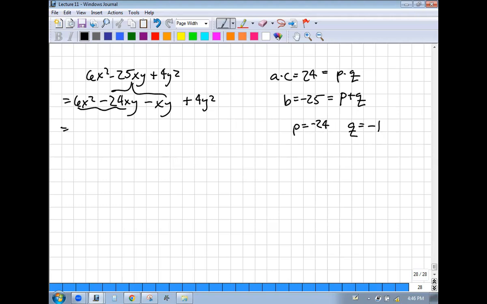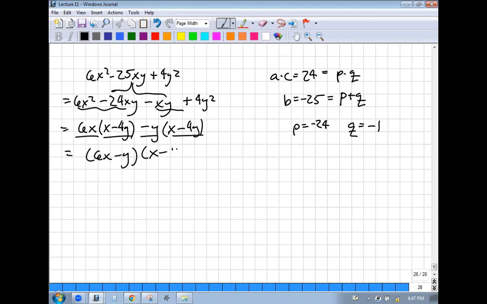So now I can do grouping. Out of the first ones, I could pull a 6x out. I would get an x minus 4y. Now I need to turn this into something times x minus 4y. Well, if I just pull out a minus y, I will get an x minus 4y. So I have a 6x and a minus y, both being multiplied by an x minus 4y.